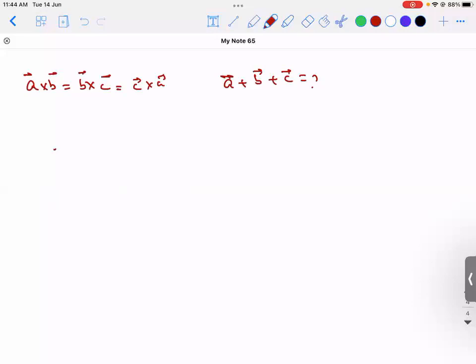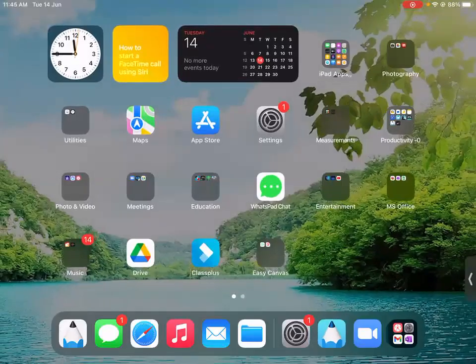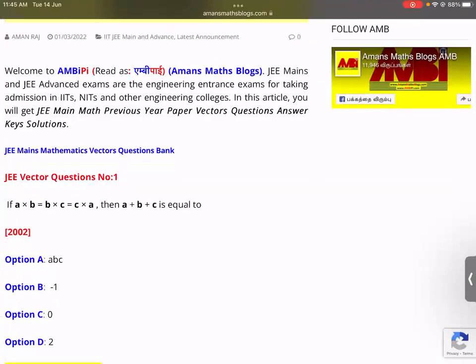So for that, let us consider A plus B plus C. When I write it like this, it is a vector. Since cross is given, consider A vector cross B vector. So when you consider this, what will you get? A cross B is equal to B cross C is equal to C cross A, then A plus B plus C is equal to, okay.